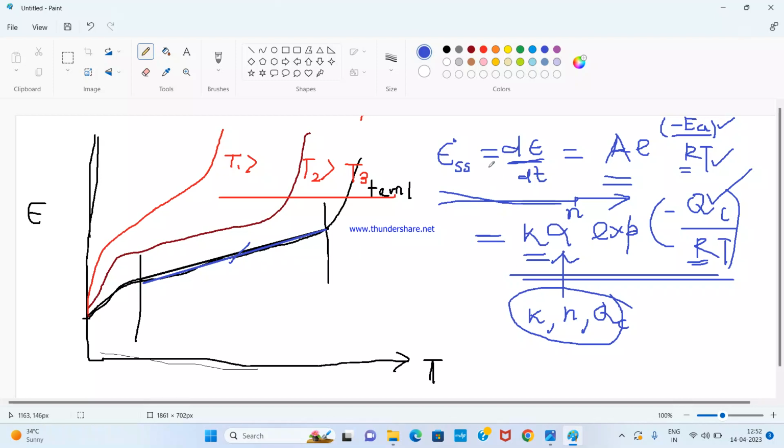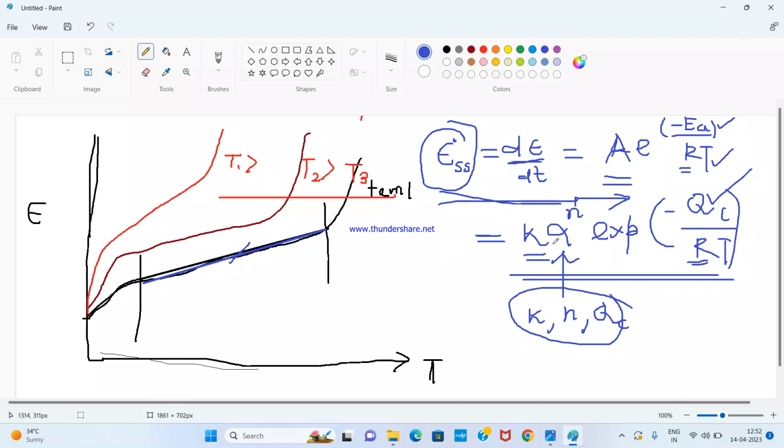And we can find this steady state strain rate, that means the deformation per unit time. Then we already know what the strain at yield should be. To reach that, how much time it will take, that is the remaining useful life, after which the structure will fail due to constant loading.